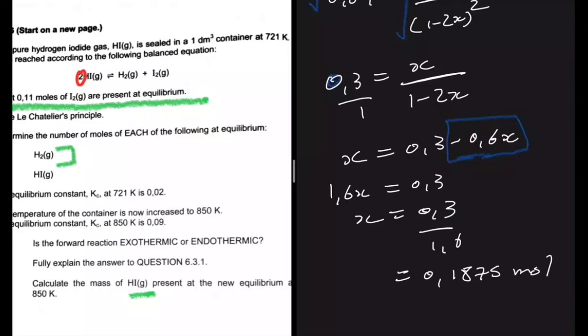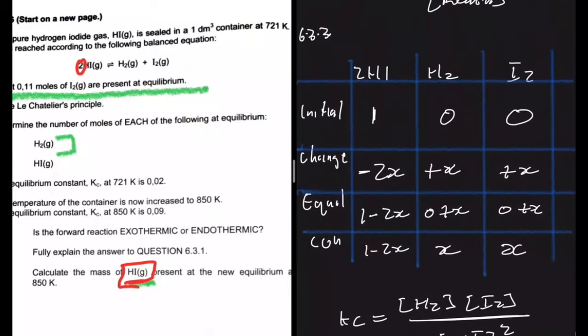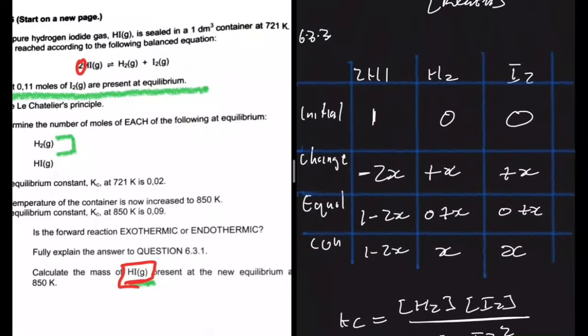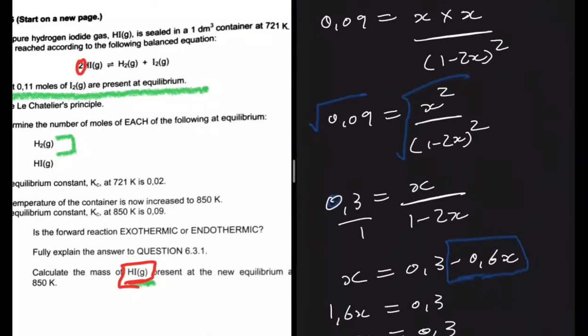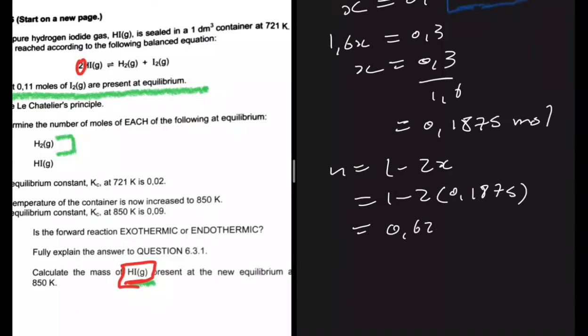But we're not looking for x. We're looking for the mass of HI present at the new equilibrium. So let's go ahead and find the number of moles of HI at equilibrium. It's 1 minus 2x. So the number of moles will equal 1 minus 2x, but we now know what x is. It is 0.1875. So what is the number of moles? I'm getting 0.625.